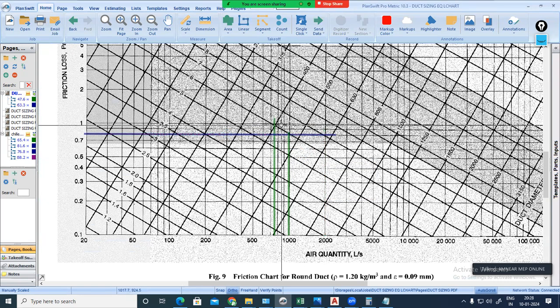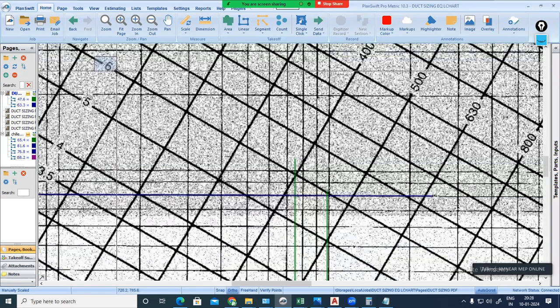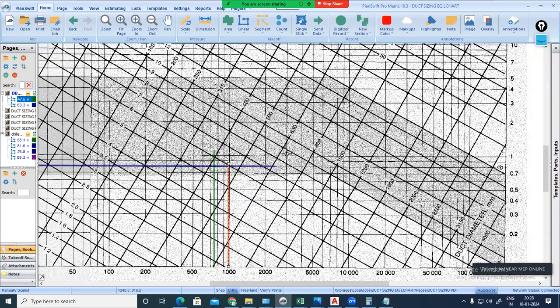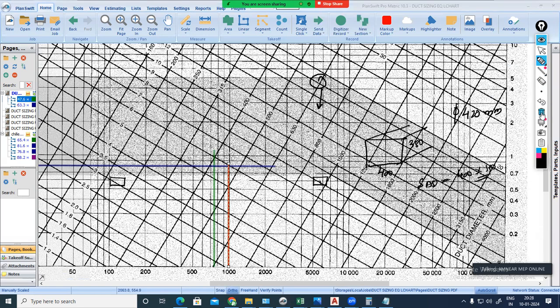1000 liter per second. The velocity, how much am I getting? 6 only. No, this is 6 meter per second. Fine. Less than 6 only. What diameter am I getting there? Diameter I am getting between 400 and 500. This is middle only, slightly higher than that. Okay. How much? 450, 460, 470. You can select that as 470 millimeter.